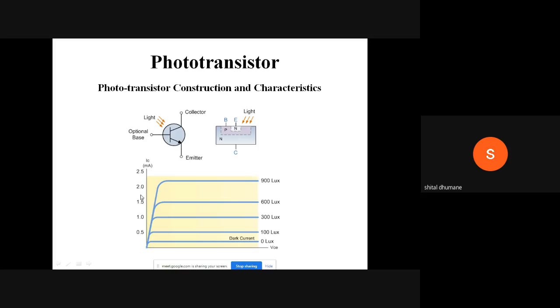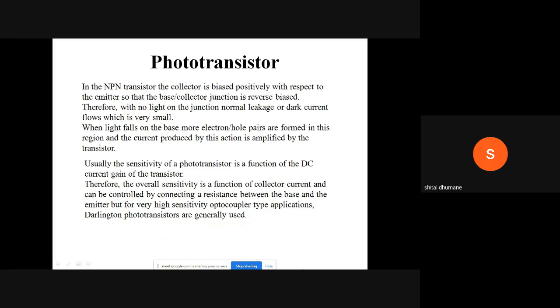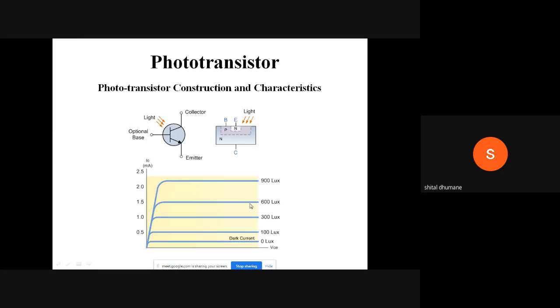So this is the IV characteristics of your phototransistor. You can see that it is similar to the configuration you are using. At zero lux, that is the dark current, this is your IC in milliamperes. At zero current, the output is zero lux. That is the sensitivity. At 0.5 milliampere, the output is 100 lux. At 1 milliampere, the output is 300 lux. So it increases exponentially.